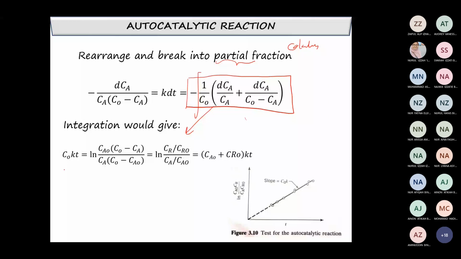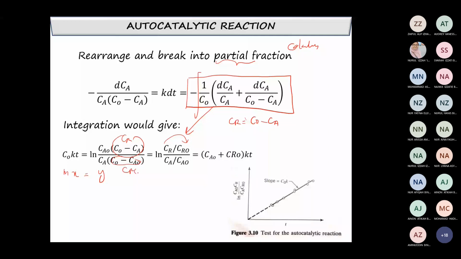Okay, so kenapa this one boleh jadi macam ni? Because kita boleh simplify. Remember CR is equal to C0 minus CA. So C0 minus CA ni kita replacekan dengan CR. This one pun kita replace dengan CR. Okay, so automatically this one would become the Y. So this one CR0 ni CR.